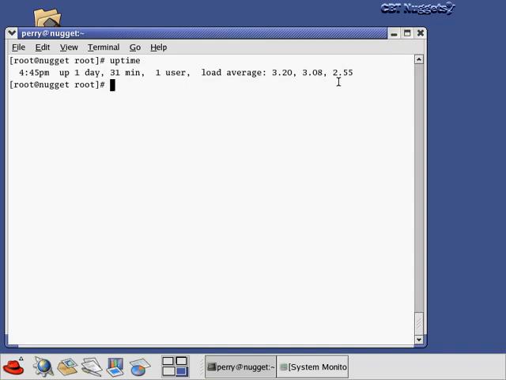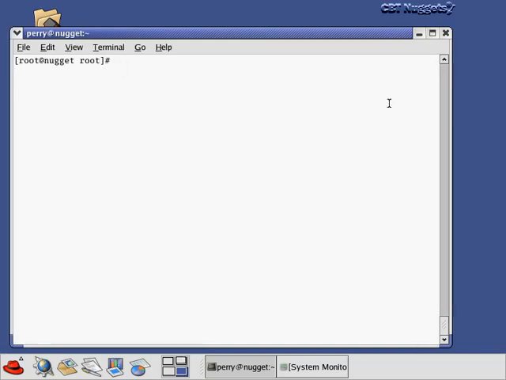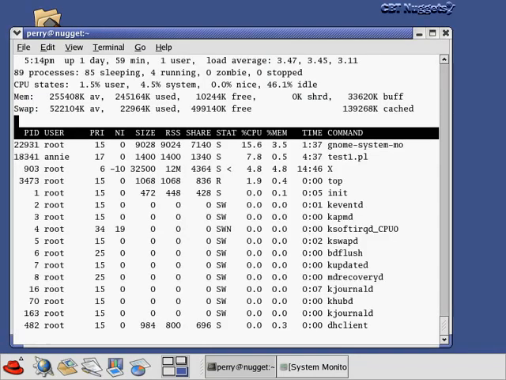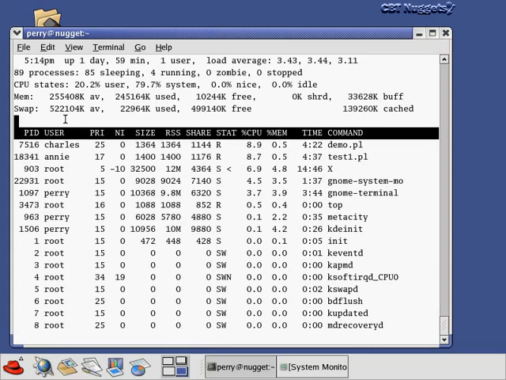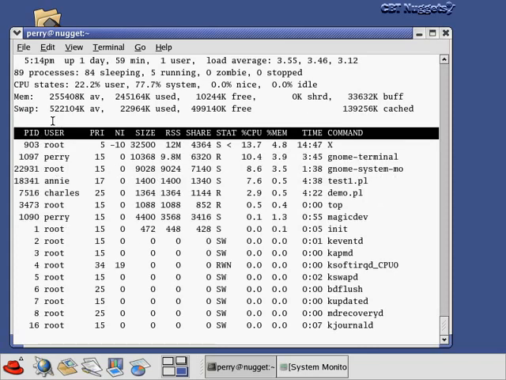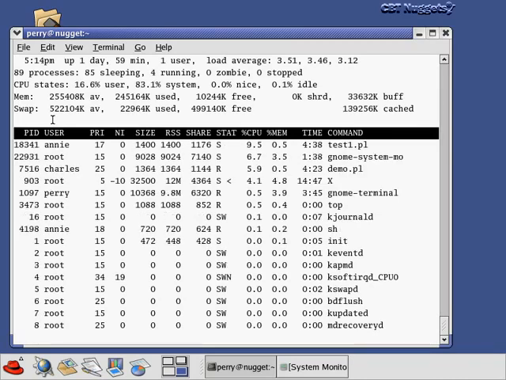Now let's look at the top command. We ran the top command back in the introductory videos. I just want to run it again real quick to refresh your memory. Top is a program that updates the screen dynamically based on the most current information about how many resources processes on the system are consuming.